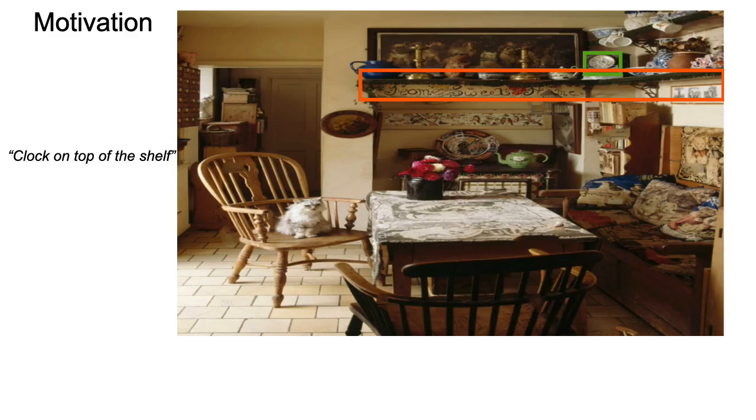Humans use top-down language-directed attention to localize objects that our bottom-up, non-task directed perception may miss. For example, in this image, the clock may not be the most salient object to attract our attention, but the sentence "clock on top of the shelf" suffices to direct our attention to the right place.